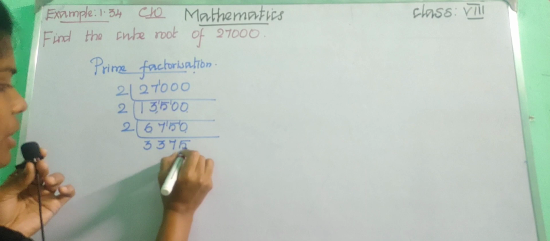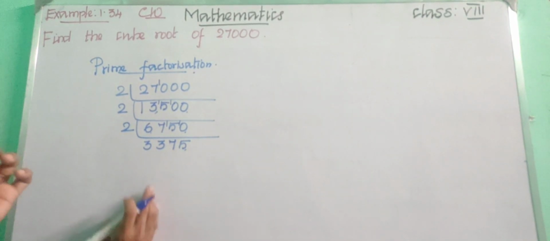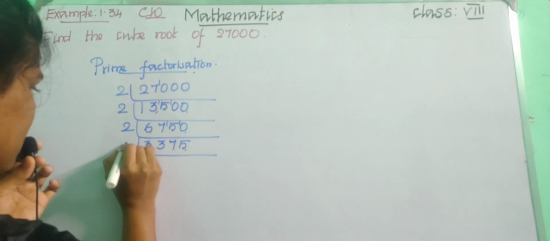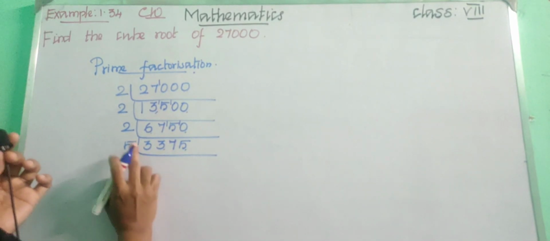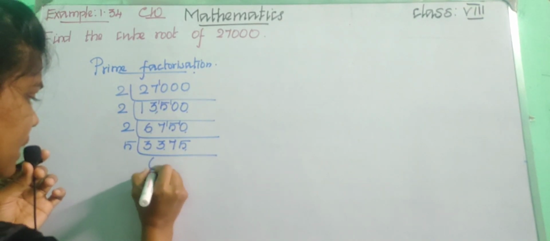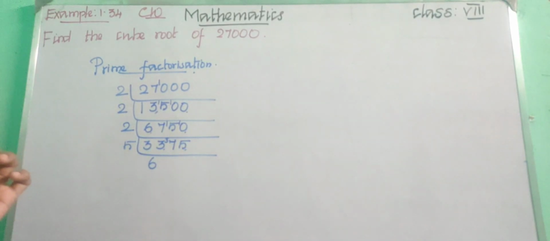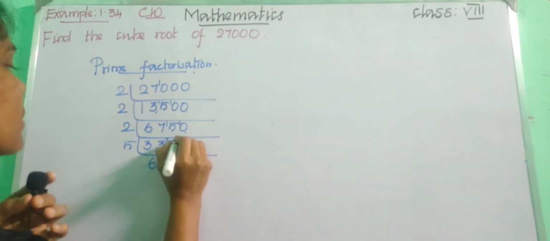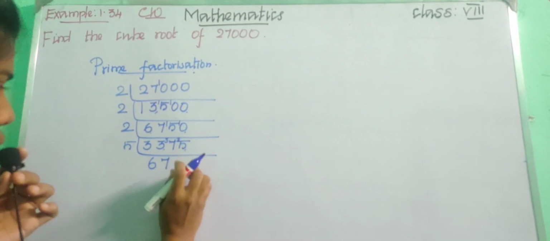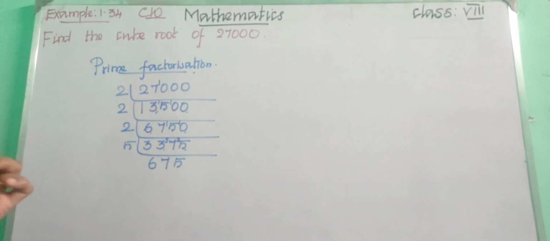Okay, children. Now see the units place. 3,375 we got, right? In the units place, we are having 5, so we can do with the 5 table. The prime number 5. Let us use the prime number 5. Let us take this 33. 6 5s are 30, so remaining 3. Now we got 37. 7 5s are 35, so remaining 2. Now we got 25. 5 5s are 25.